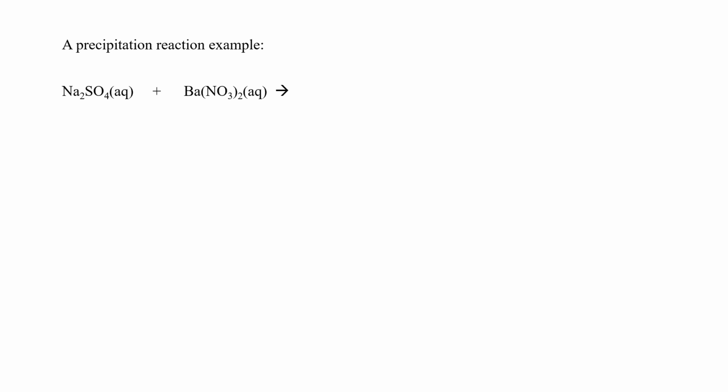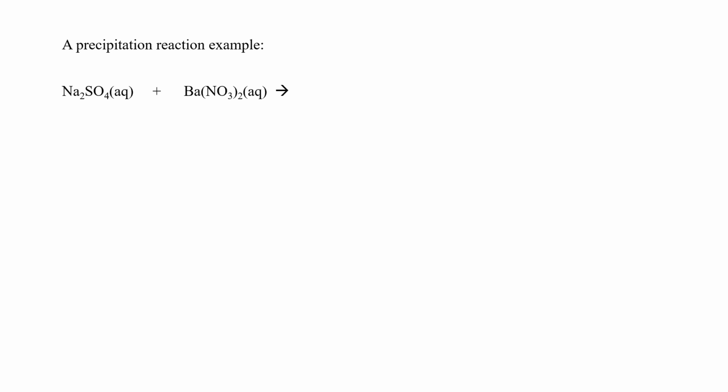This is an example of a precipitation reaction. We're going to write three types of equations for it: the molecular equation, the total ionic equation, and the net ionic equation. First, we have to recognize what we're given.